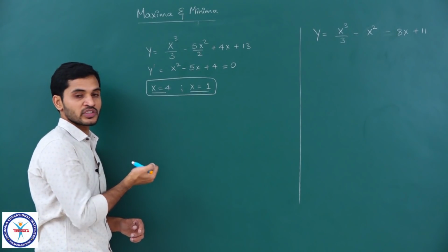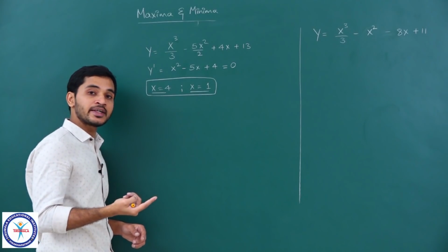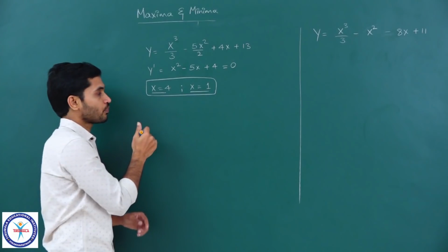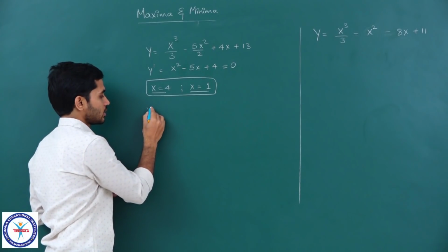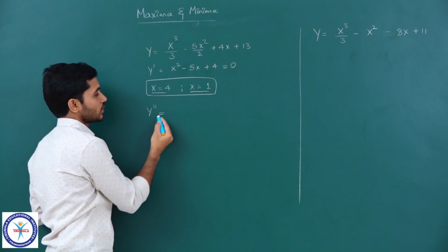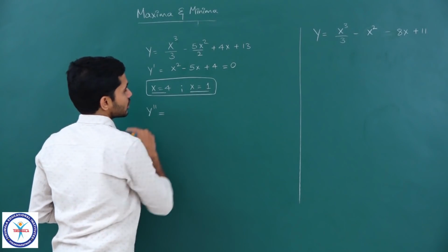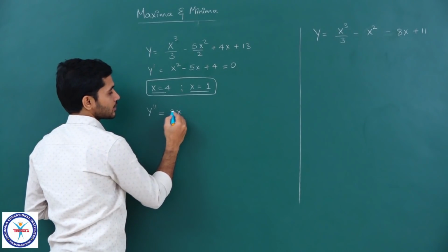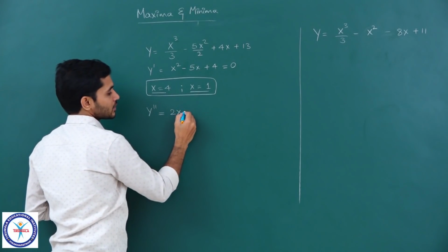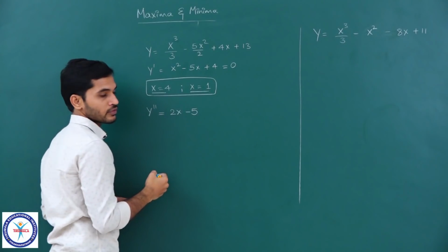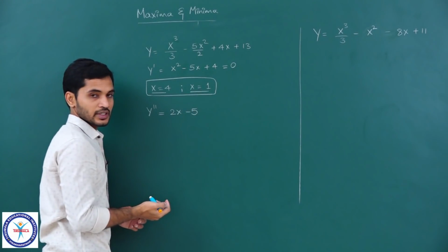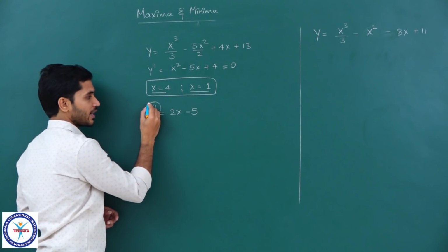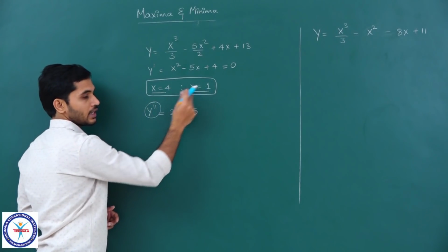So, what should we do? We just understood that we need to find the second order derivative to identify maxima and minima. So, I will do that. y double dash is equal to, so I will differentiate this function once again. The derivative of x square is 2x, the derivative of minus 5x is minus 5 and the derivative of 4 is 0, correct. Now, what should we do? We should find the value of y double dash at 4 and at 1.